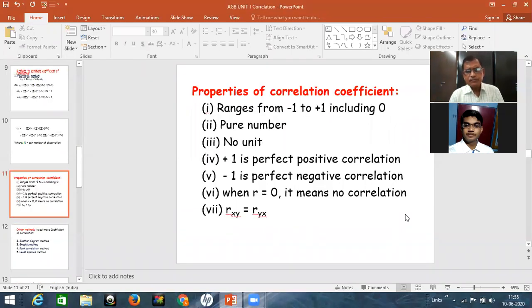And now the properties of the coefficient of correlation. The coefficient of correlation ranges from -1 to +1, including 0. So in the middle, the 0 value will be there. That means the correlation between two variables may be 0, maybe -1, maybe +1, or any value between -1 and +1. So that's why it ranges from this to this.